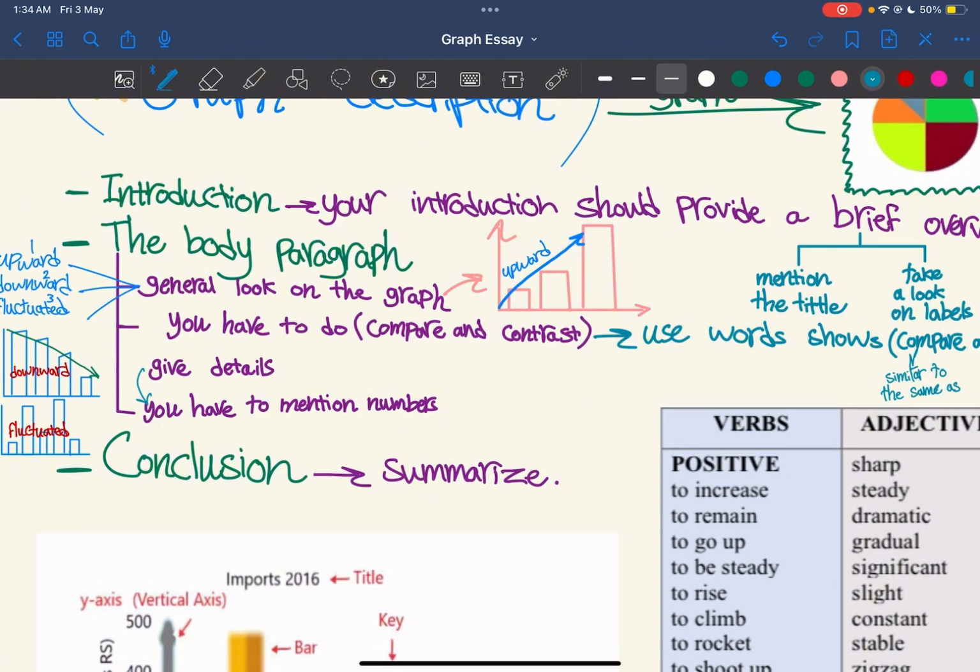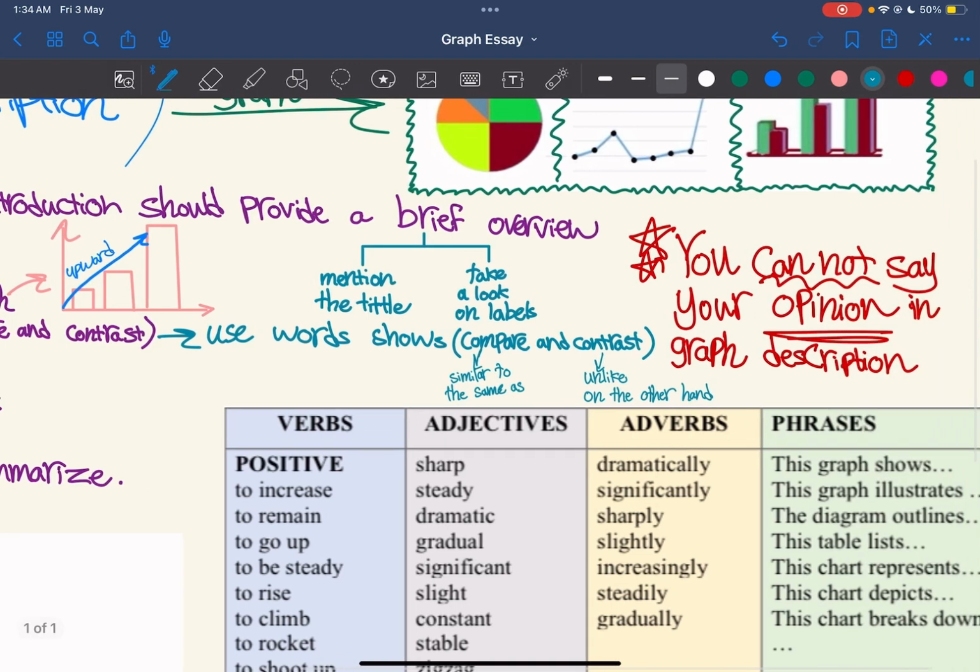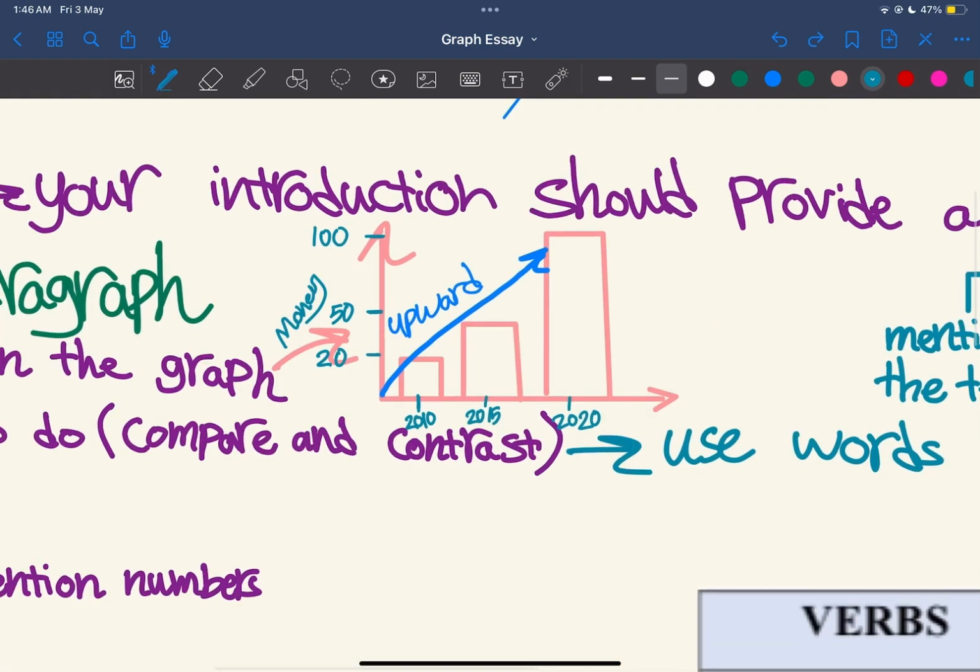After the general look, you have to compare and contrast. Use words to compare and contrast. For example, when you compare two things and you want to show similarities, you can say similar to, the same as. For contrast, you can say unlike, on the other hand.